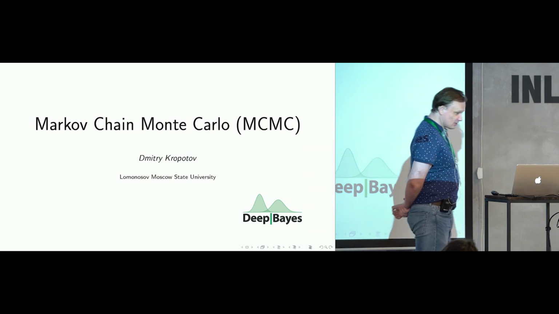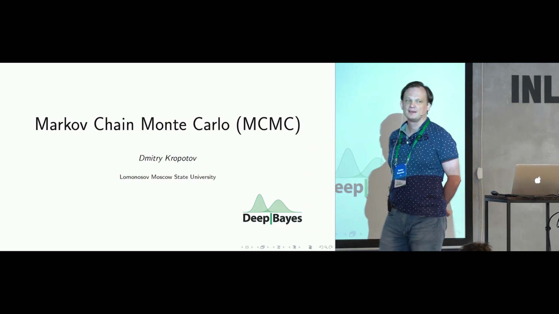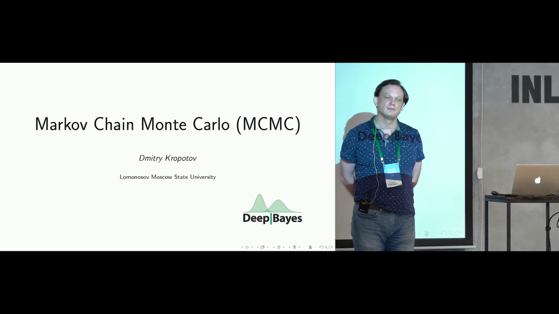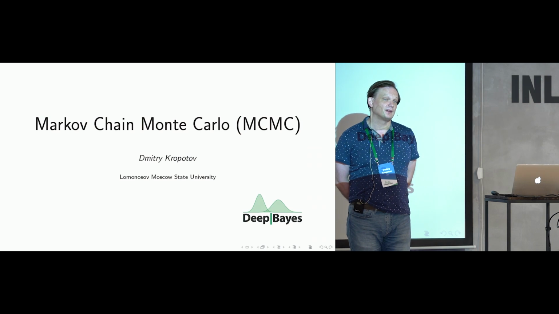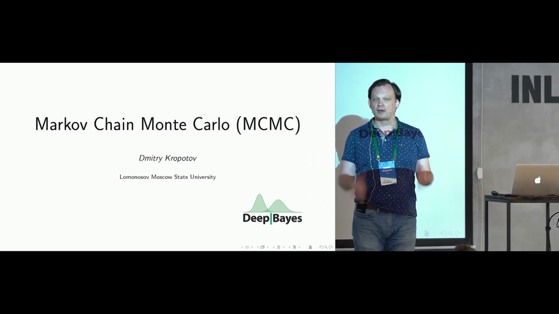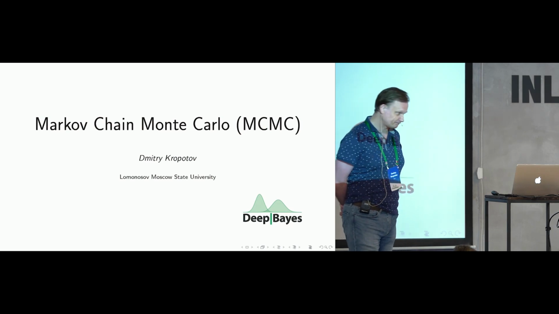The topic for today's lecture is Markov chain Monte Carlo, or MCMC for short. This is the alternative engine for solving Bayesian inference problems, the alternative to the variational inference method that you have used almost in all lectures on previous days during the school.